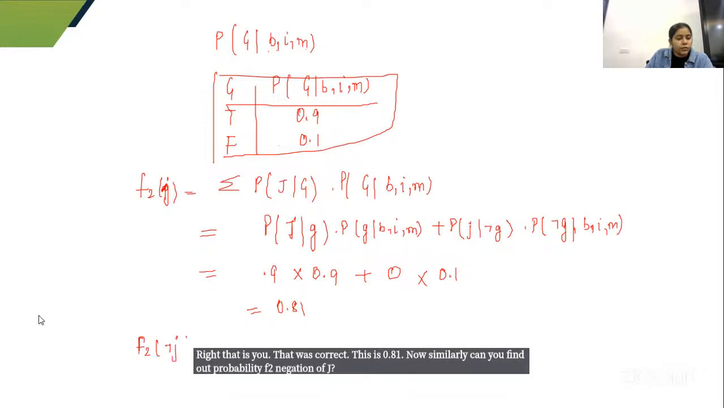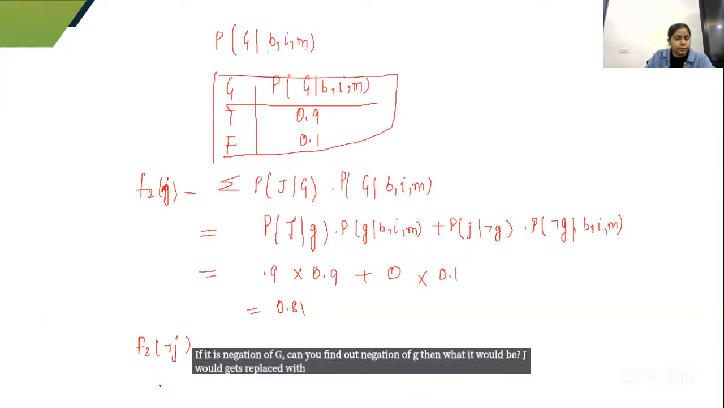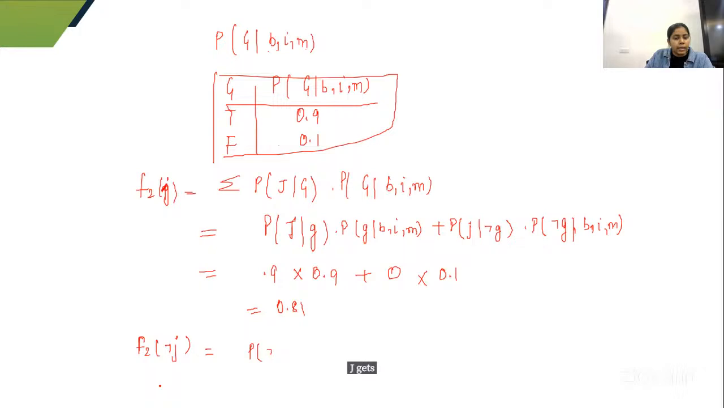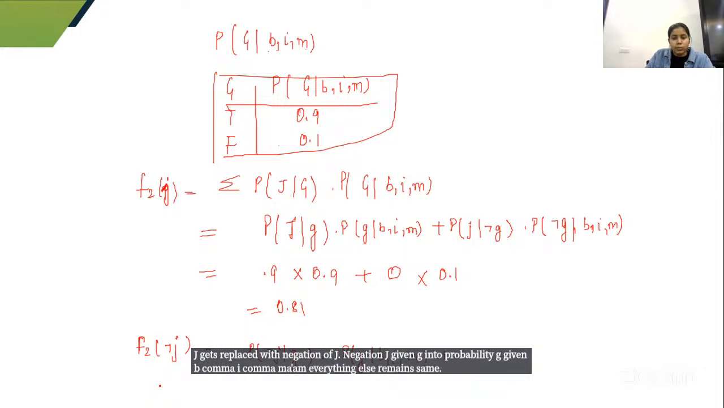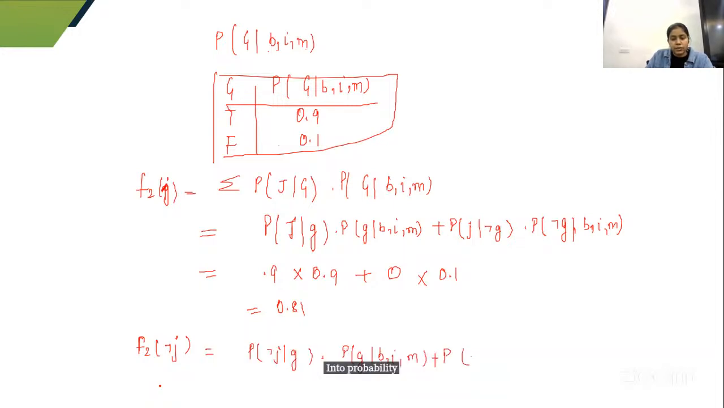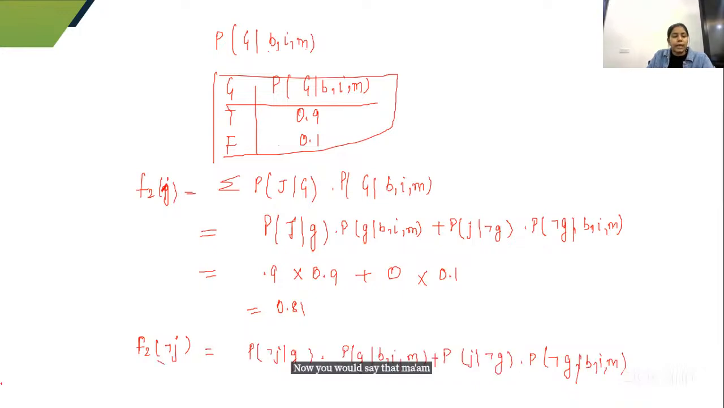Now, similarly, can you find out the probability F2 of negation of J? If it is negation of J, then what would it be? J would get replaced with negation of J. So negation J given G into probability G given B comma I comma M, everything else remains the same, plus probability negation J given negation of G into probability negation G given B comma I comma M. Now you would say, ma'am, why are we calculating F2 of negation of J as well? Because I have to remove this alpha.